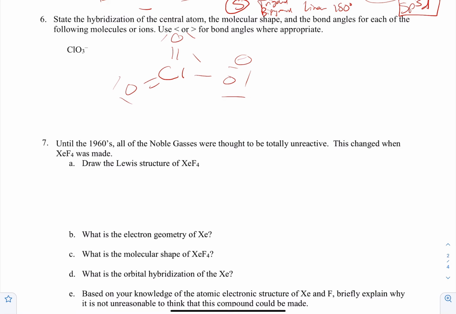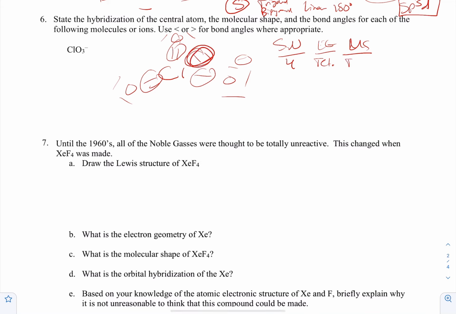Okay, so let's start with the steric number. The steric number here is 1, 2, 3, 4. Okay, so this is a 4. Steric number is 4, which means the electron geometry would be tetrahedral, but the molecular shape, given that there's a lone pair here, is going to be trigonal pyramidal. Okay, which means the bond angles here, based off the tetrahedral, are just going to be less than 109.5.